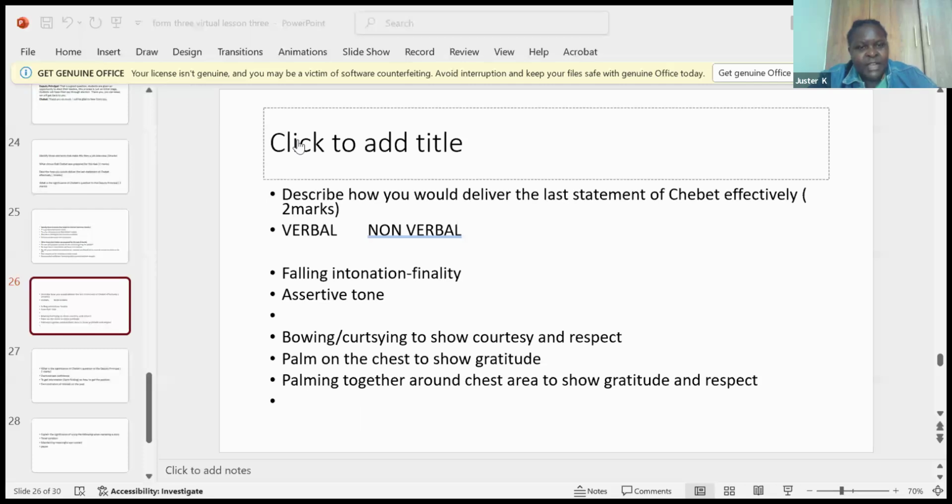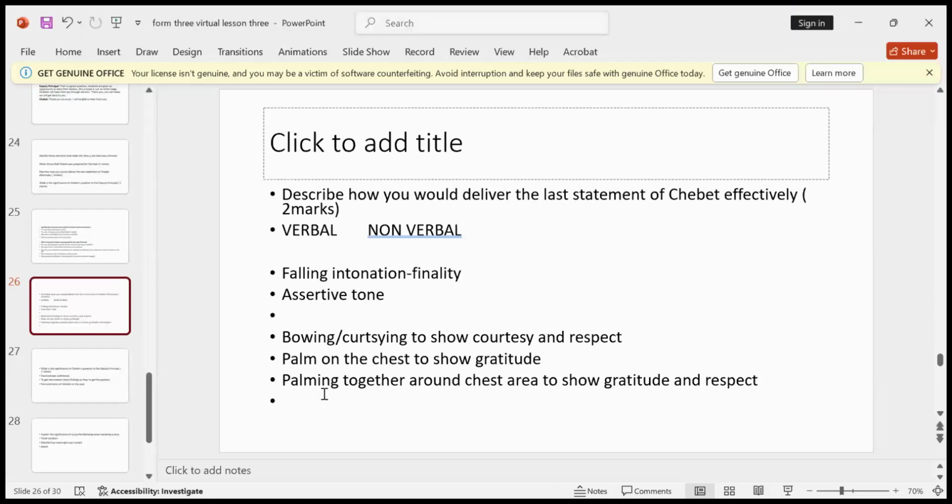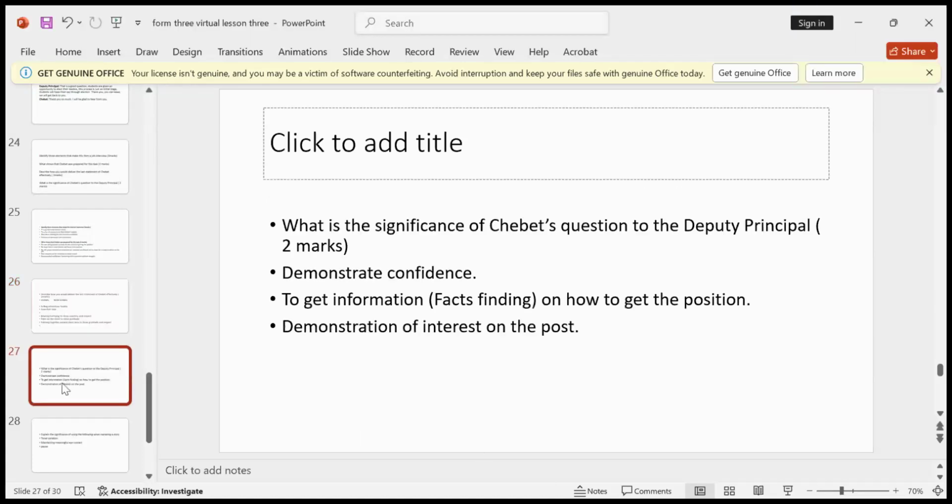The significance of that question: why is Chebet asking, or what is the importance of that question by Chebet? What purpose does it serve? Yes? To seek clarification. Okay, you can take us through the answers there. It is not to seek clarification, but you can tell us. You can read, the answer is there.